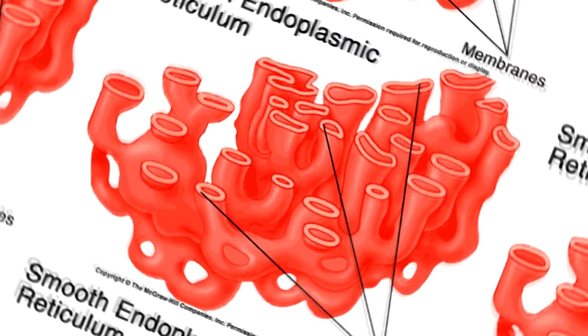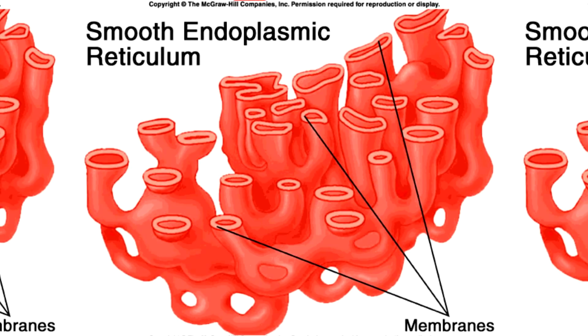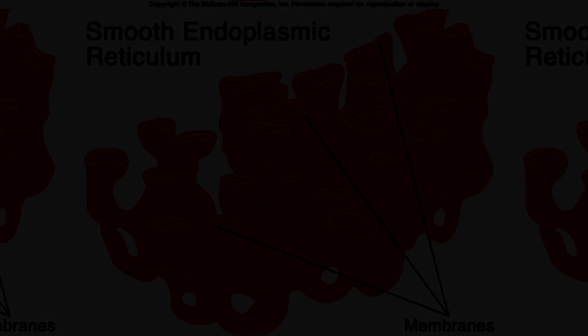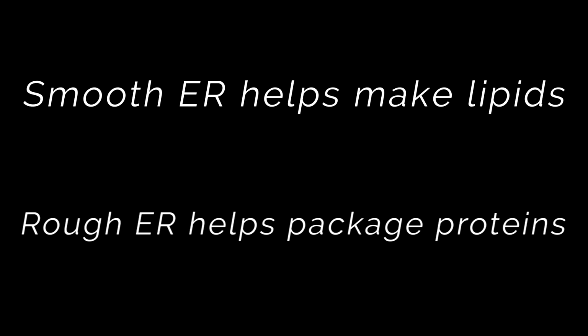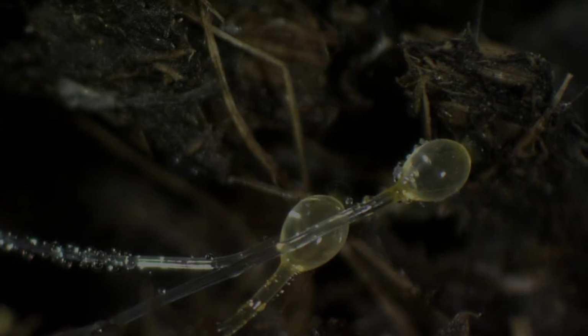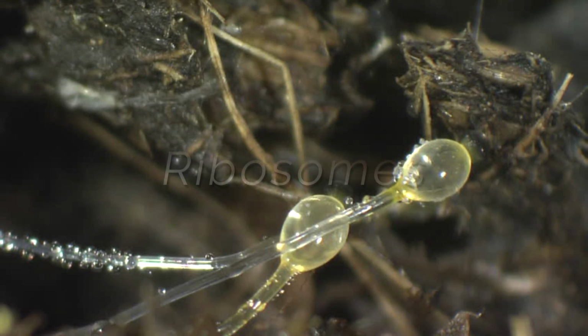Smooth ER acts as a kind of factory warehouse in the cell city. It contains enzymes that help with the creation of important lipids. So the smooth ER helps make lipids, while the rough ER helps in the synthesis and packaging of proteins. And those proteins are created by another type of organelle, the ribosome.